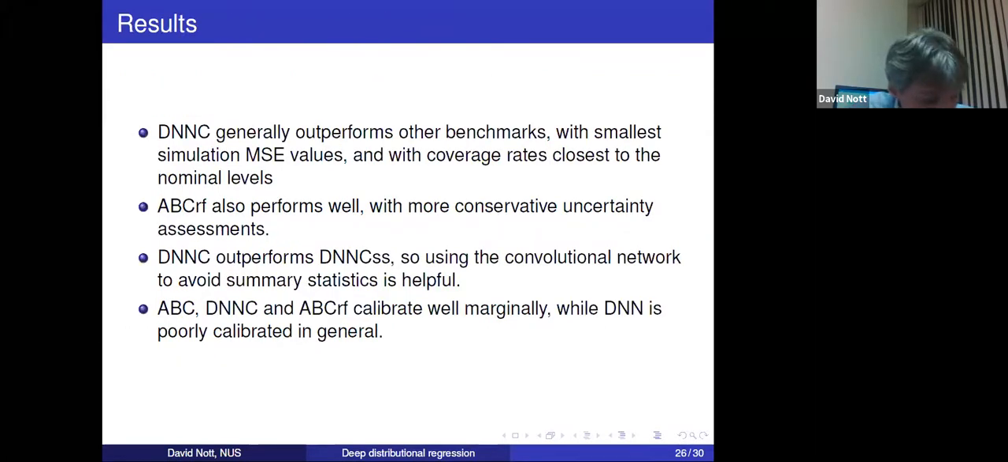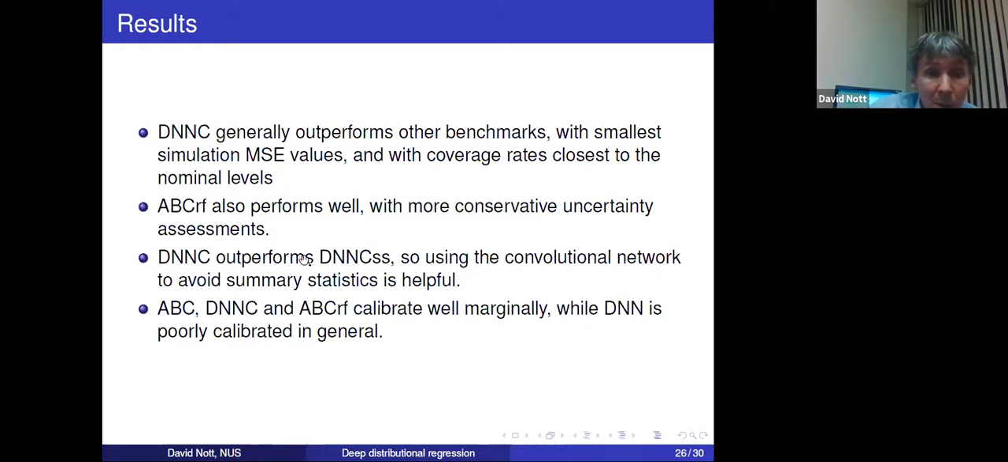I won't show you any tables here. I'll show you a graph in a minute, but the deep neural network copula generally outperforms the other methods, with the smallest mean squared error values on the test set, and the coverage rates are closest to the nominal levels. The random forest also performs pretty well, but it has a bit more conservative uncertainty assessments.